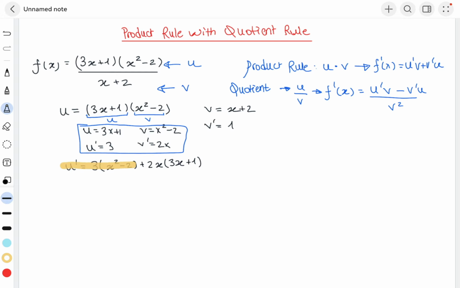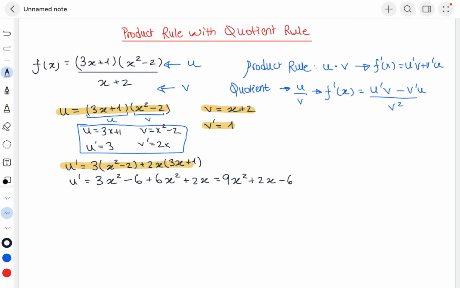This will be our u prime, this will be our v prime, this is our u, and this is our v. Let's first distribute to make it easier for us. So 3 times x squared is 3x squared, 3 times negative 2 is negative 6, 2x times 3x is 6x squared, and 2x times 1 is 2x. So our final answer will be 9x squared plus 2x minus 6. This will be our u prime.